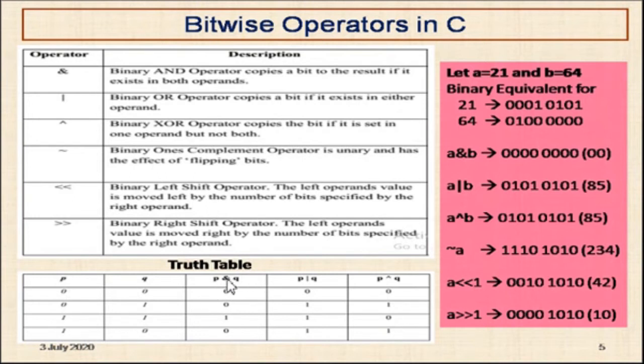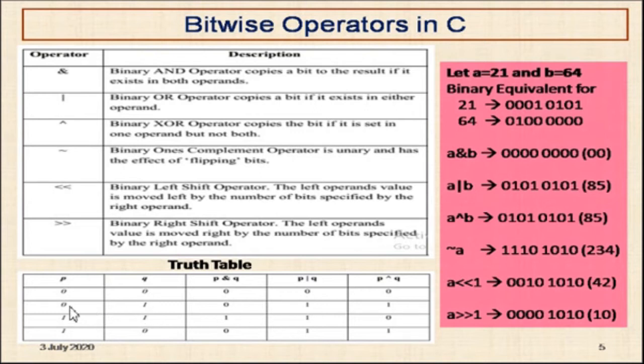So the AND operator will provide the output 1 only when both inputs are 1. So for one case only the output is 1; for the other cases the output is 0. Whereas OR, as the name implies, when either one of the inputs is 1, the output is 1.